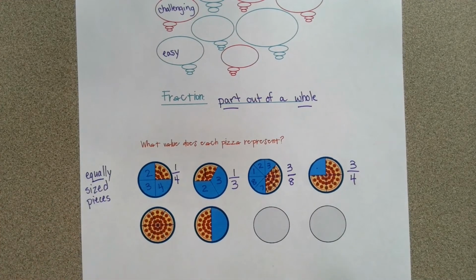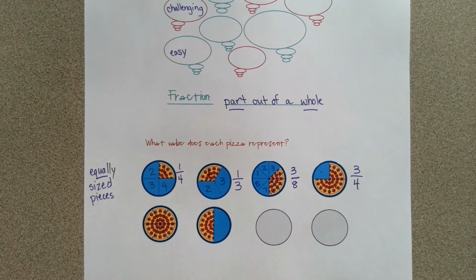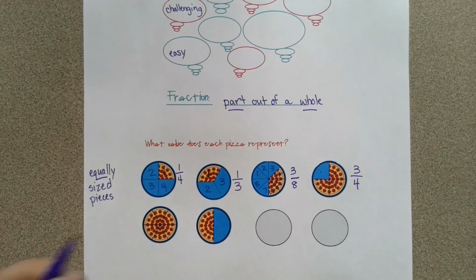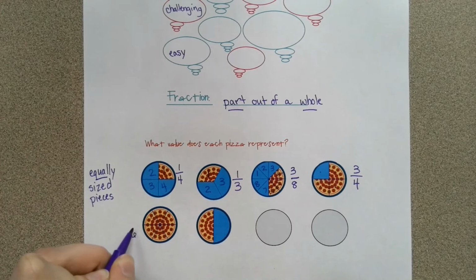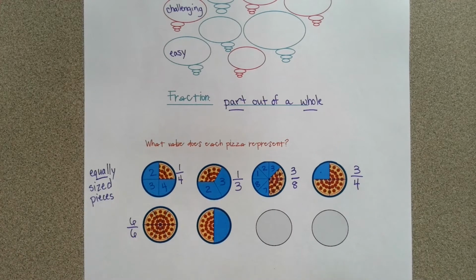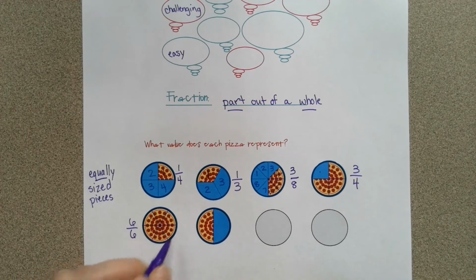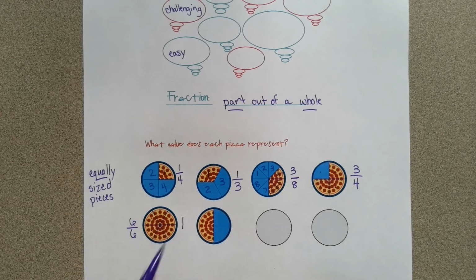You can try the next 2 on your own. They may be a little extra challenging. When we look at this one, we have 1, 2, 3, 4, 5, 6 total pieces, and all 6 of them are still there. So we have 6 out of 6. Another way of saying this is that we have the entire thing. We have the whole pizza. We have 1 whole pizza. So 1 also represents this.